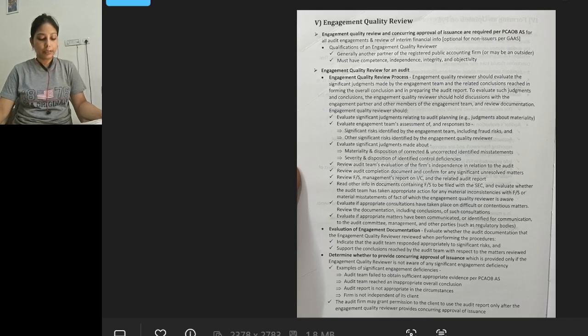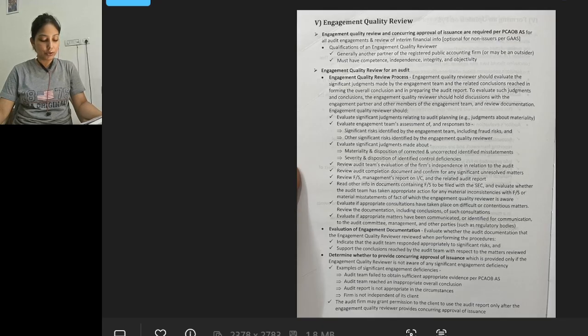Engagement quality review process. The engagement quality reviewer should evaluate the significant judgments made by the engagement team and the related conclusions reached in forming the overall audit conclusions and in preparing the audit report. To evaluate such judgments and conclusions, the engagement quality reviewer should hold discussions with the engagement partner and other members of the engagement team and review documentation.